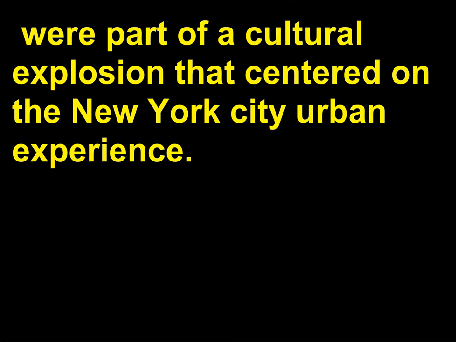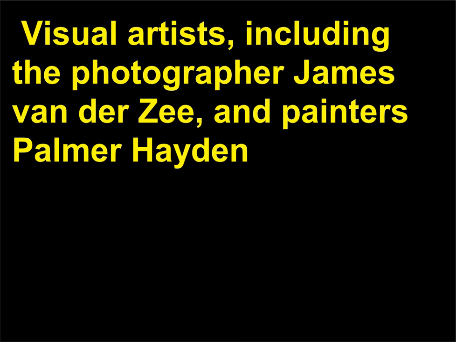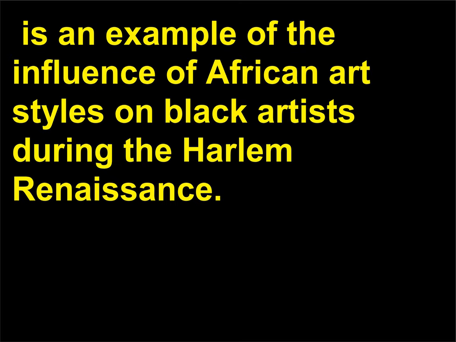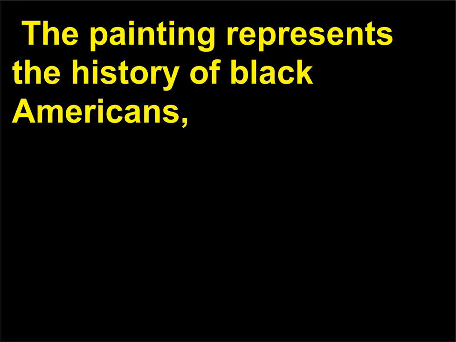Visual artists, including the photographer James Van Der Zee, and painters Palmer Hayden, 1890-1964, and Aaron Douglas, whose painting Aspects of Negro Life, From Slavery Through Reconstruction, 1934, is an example of the influence of African art styles on Black artists during the Harlem Renaissance. The painting represents the history of Black Americans and is populated with figurative silhouettes reminiscent of ancient Egyptian paintings.